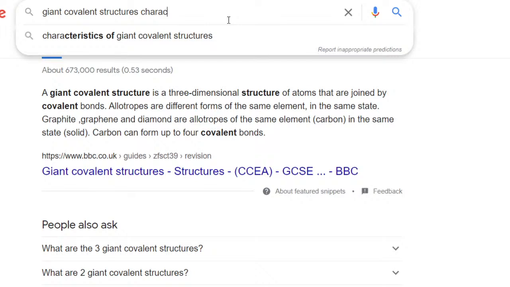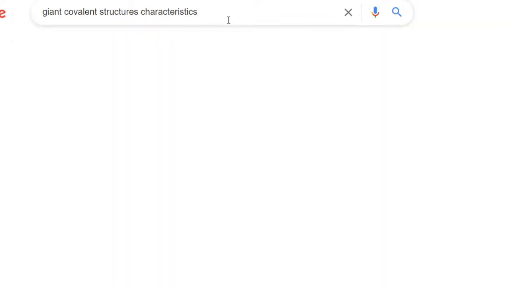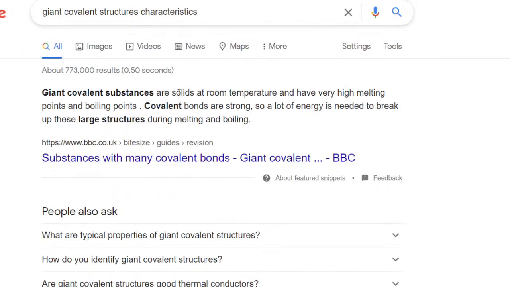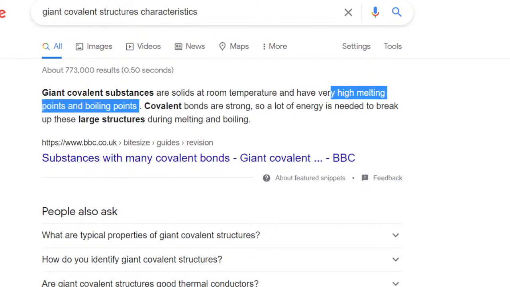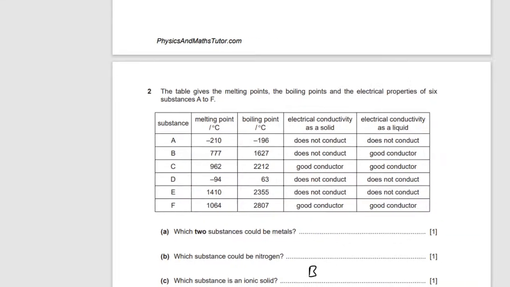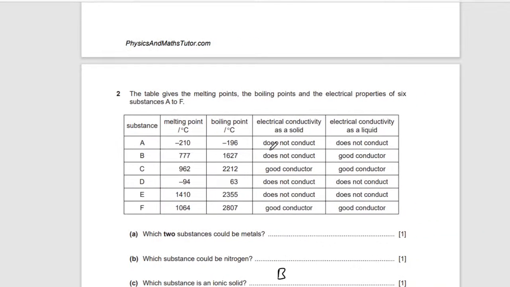So let's have a look at the characteristics of this, because that's what we are interested in. They are solids at room temperature and have high melting points and boiling points. They all are solids at room temperature, so that doesn't help us, but they have high melting points, and that can give it to us. So this one has the highest melting point, so it should be E.